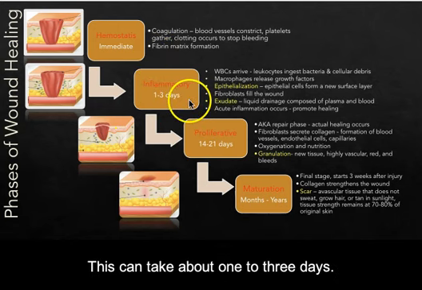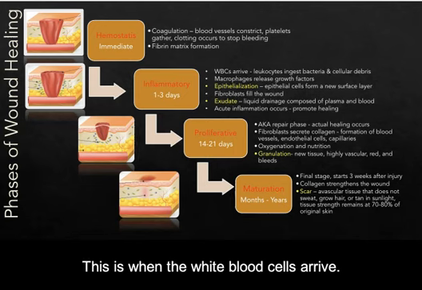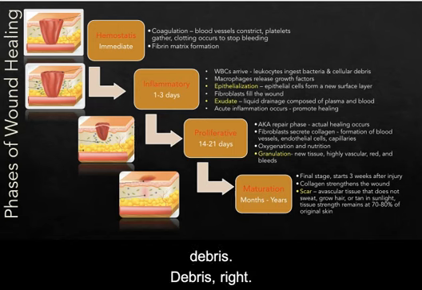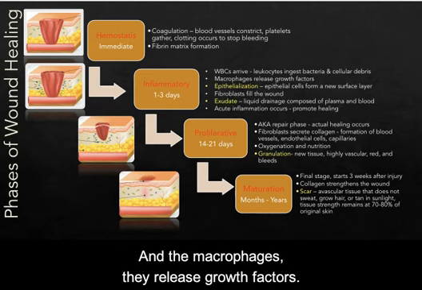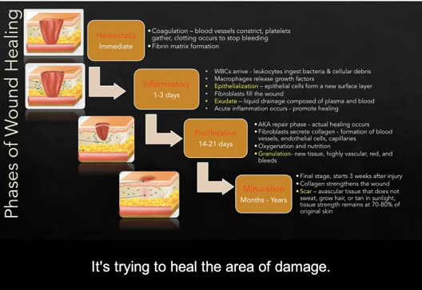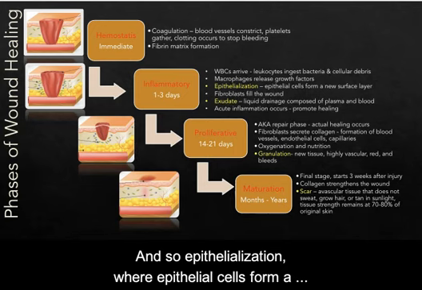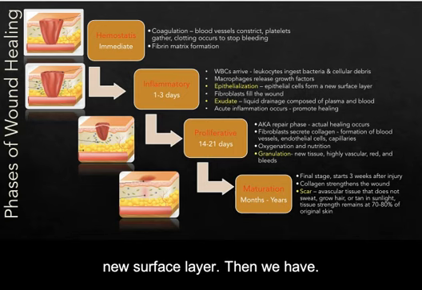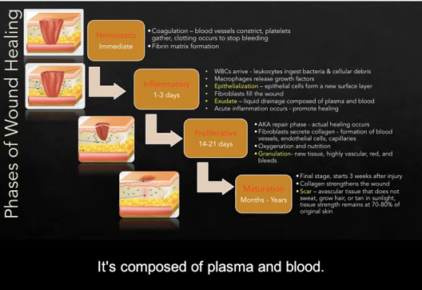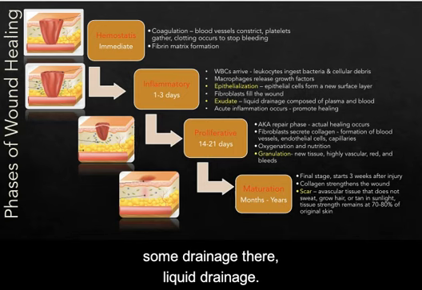The second stage is the inflammatory stage. This can take about 1 to 3 days. This is when the white blood cells arrive. Leukocytes ingest the bacteria and the cellular debris, right? And the macrophages release growth factors, because what is your body trying to do? It's trying to heal the area of damage. And so epithelialization happens, where epithelial cells form a new surface layer. Then we have exudate, liquid drainage, composed of plasma and blood, and you start seeing some drainage there.